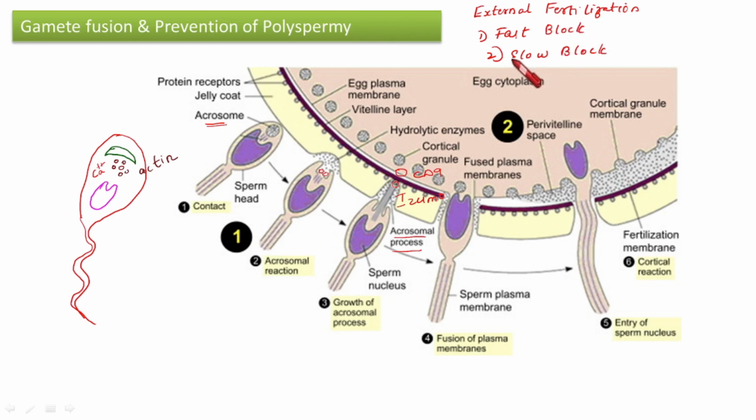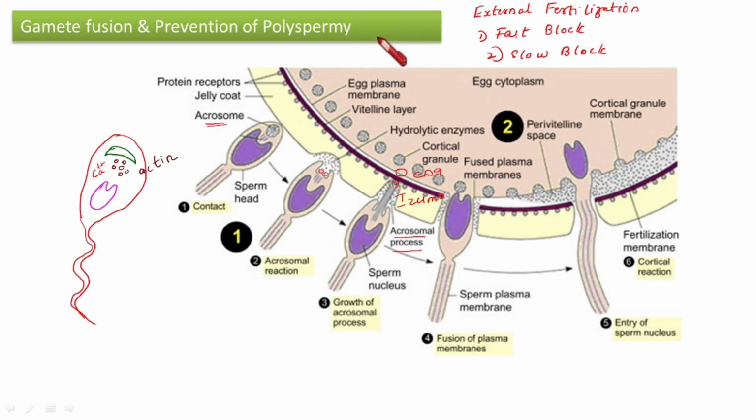There is a reason: the slow block is a permanent solution for polyspermy, but it requires some time to develop. Until that time, the egg needs to be protected against polyspermy. That is why organisms having external fertilization also have a fast block. As we are talking about mammalian fertilization, which happens internally, the slow block is relevant and the fast block is less significant. Clear?